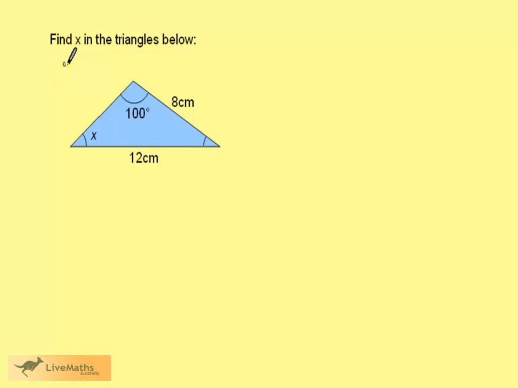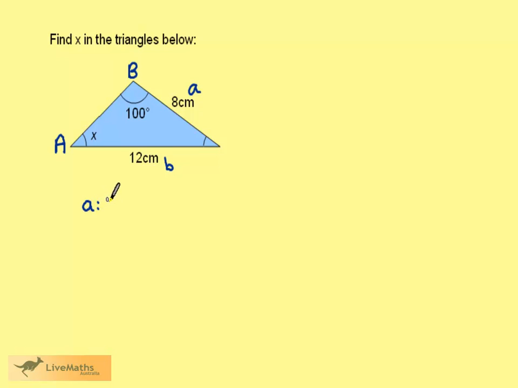We want to find x in the triangles below. X this time is an angle. Call the angle A. The side opposite this is small a. Let's call this angle B and this side B.